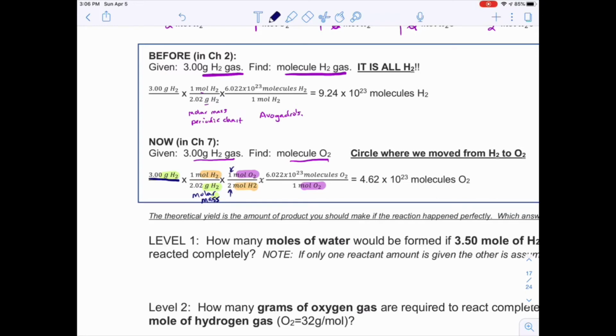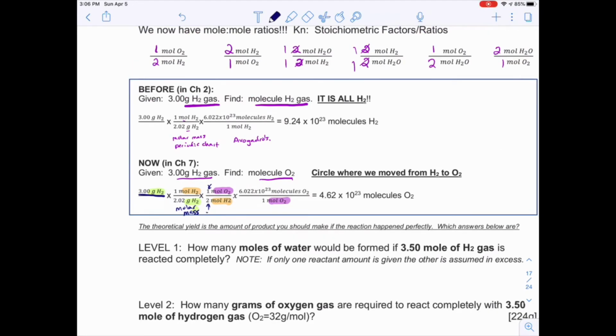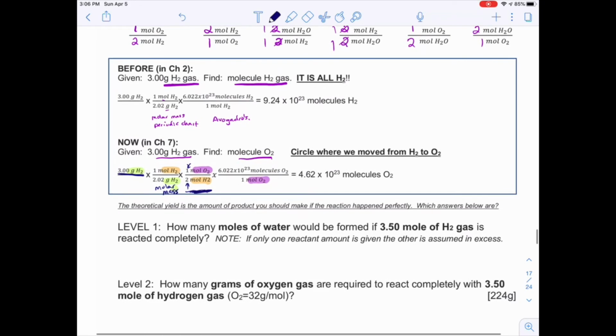But the something else is what's new. This is the only new thing, and it's just letting you know that, hey, you can use the coefficients to move from one part of the reaction to another part of the reaction. In this case, we went from one reactant to another reactant. You can also move from a reactant to a product, or even from one product amount to another product amount. This is how much oxygen you need for the reaction.